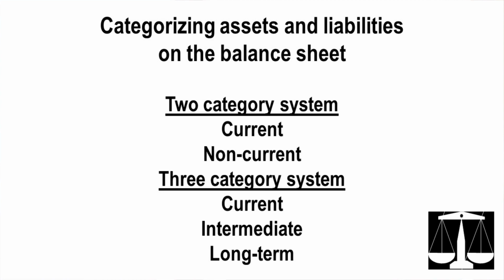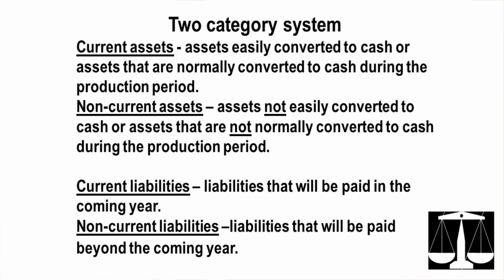All right, so I said there's two systems in valuing your assets. Well, there's two systems in how you group them. And the example I showed had three, current, intermediate, and long-term, or you can just do current and non-current. So let's talk about what those are. In the two system, you have your current assets, and those are easily converted to cash, or assets that are normally converted to cash during the production period, right? So it's the sale of your crops. It's the cash you have in your bank. It's your livestock that you're going to be selling. All of those are in there.